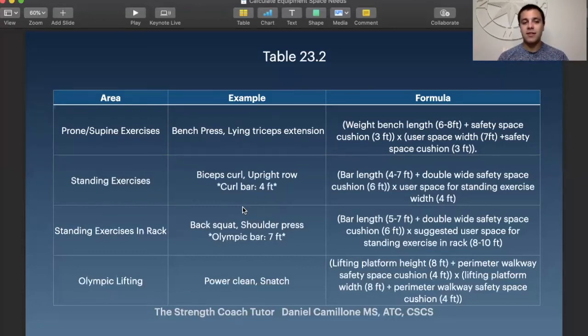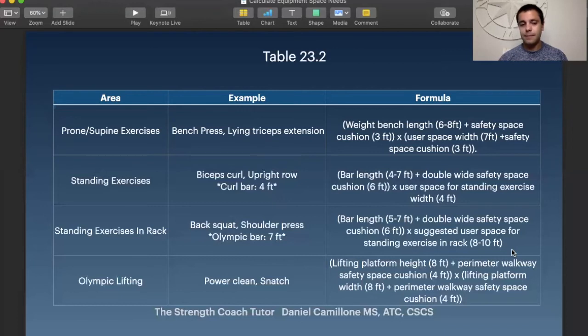Next, we have standing exercises in a rack, such as your barbell back squat, barbell shoulder pressing, barbell front squat, even deadlift if you were deadlifting in a rack, things of that nature. We're going to use a barbell of 7 feet. So you use your bar length plus a double wide safety space cushion of 6 feet. Again, add those first because they're in parentheses. Then multiply it by the suggested user space for a standing exercise in a rack, which is anywhere from 8 to 10 feet.